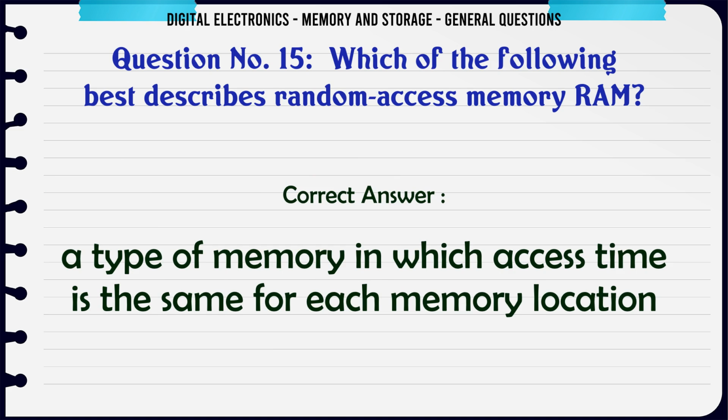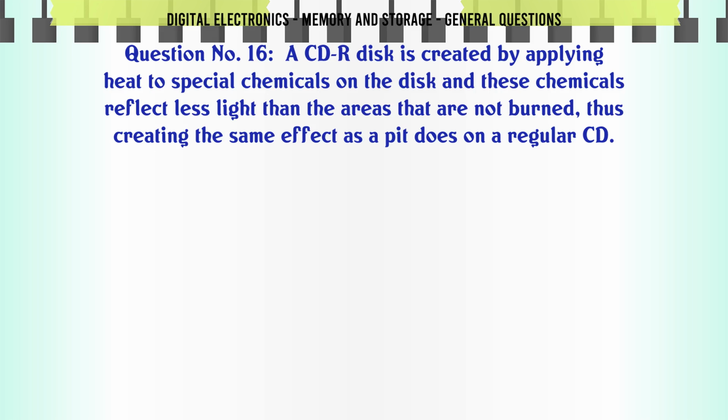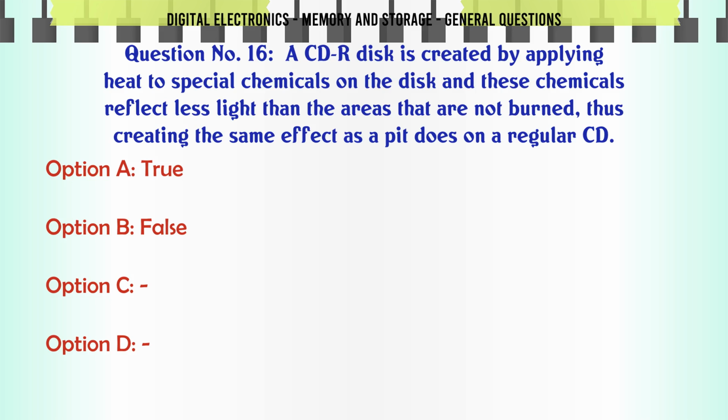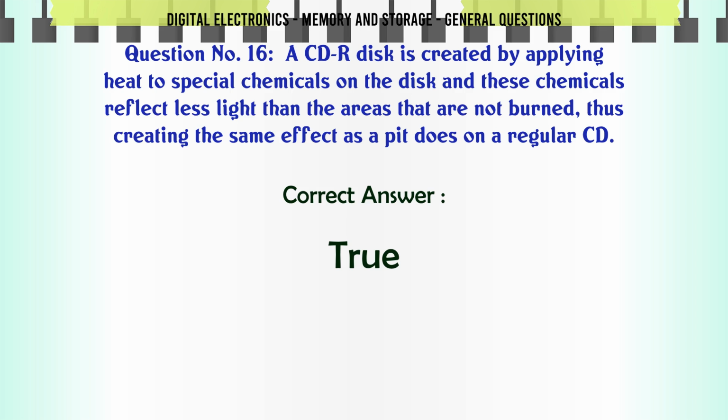A CD-R disk is created by applying heat to special chemicals on the disk, and these chemicals reflect less light than the areas that are not burned, thus creating the same effect as a pit does on a regular CD. A. True. B. False. The correct answer is true.